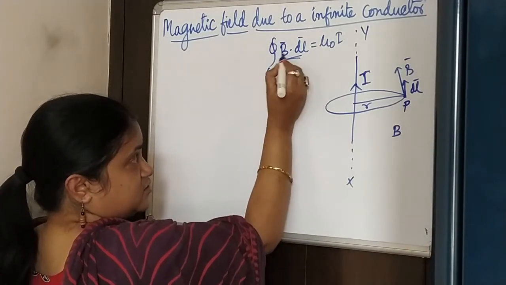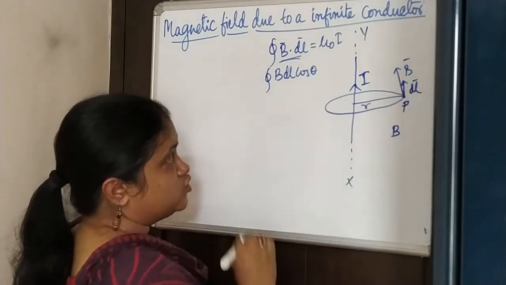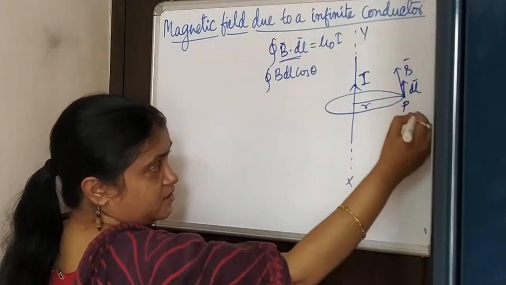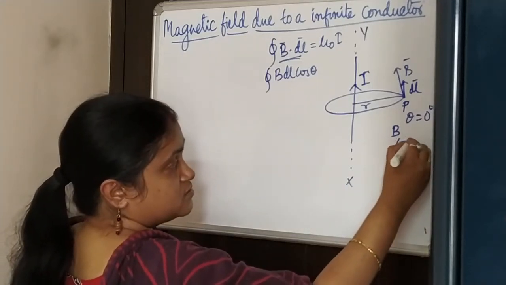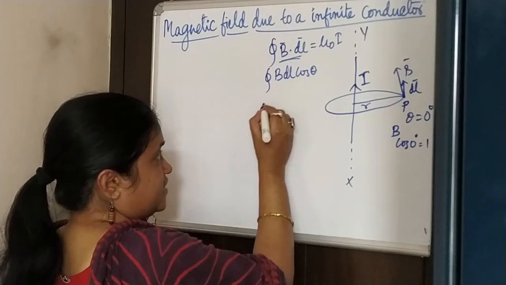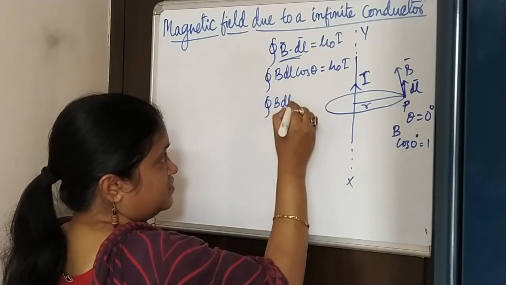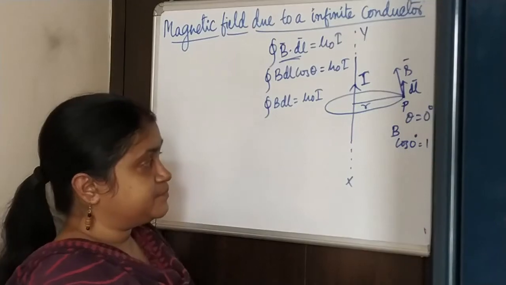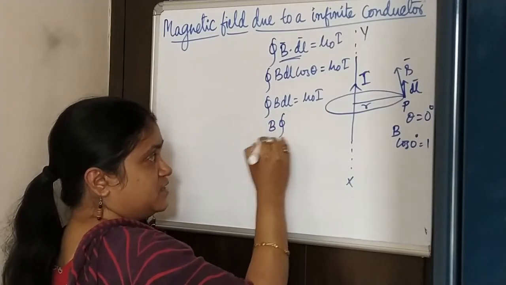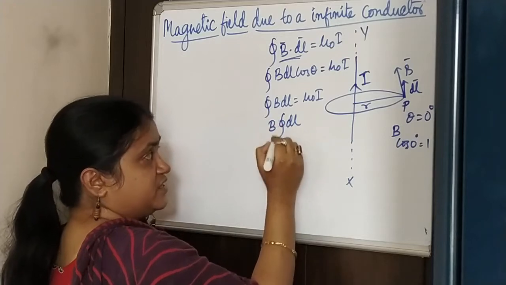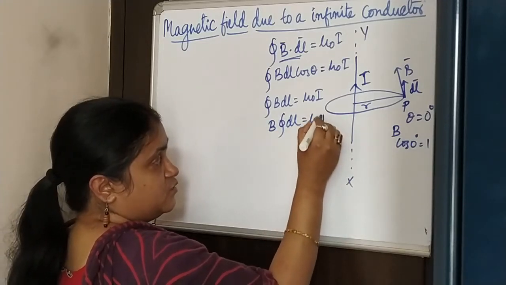Since this line integral is a dot product, I can write it as B dl cos theta. Theta is the angle between these two, which are parallel to each other in the same direction, so theta is nothing but 0 degrees. Cos 0 degrees is 1. So this is B dl equal to mu naught I. The magnetic field is B, so I take B out, and the circular integral of dl is equal to mu naught I.